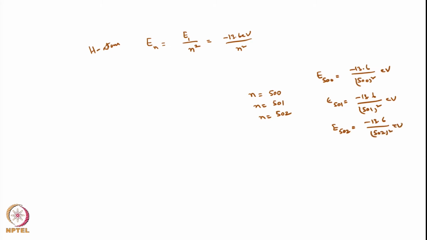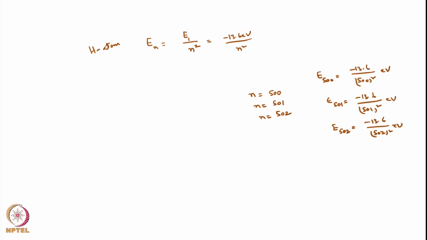Now, if you plot these energies, they will be very close to each other. In fact, the difference will be less than milli electron volts. In fact, it will be micro electron volts. So, essentially the energy levels 500, 501 and 502 are lying on top of each other. So, such will be the scenario.